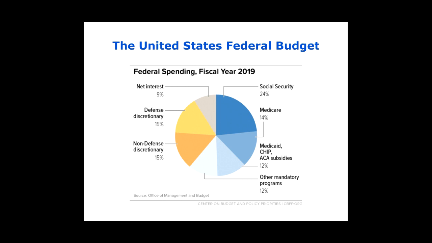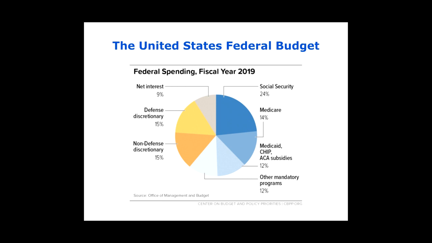Then we can see there's about 15% on defense. Almost 10% is on interest. This is in a circumstance where the interest rates are low, so that's a bit concerning. And then the non-discretionary part is about 15%. So you can see the basic categories where the money goes.